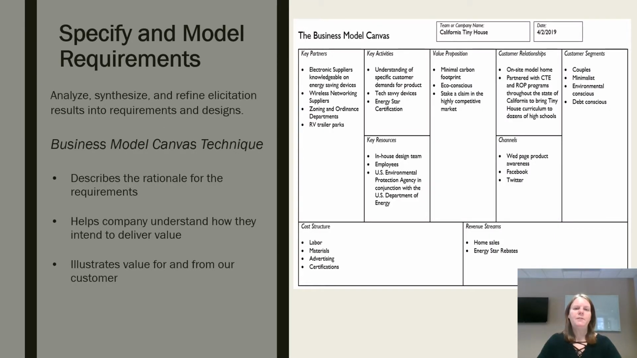The purpose of the specify and model requirements was to analyze, synthesize, and refine elicitation results into requirements and designs. The business model canvas technique describes how the company creates, delivers, and captures value for and from its customers by illustrating the key partners, key activities, value proposition, customer relationships, customer segments, the key resources, channels, cost structure, and the revenue streams.